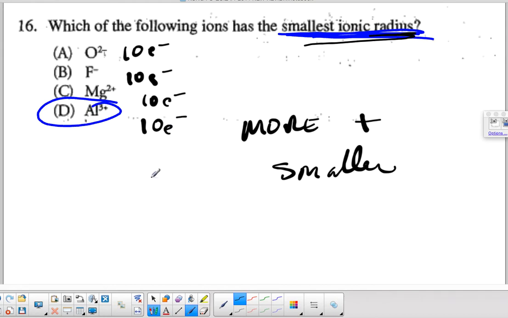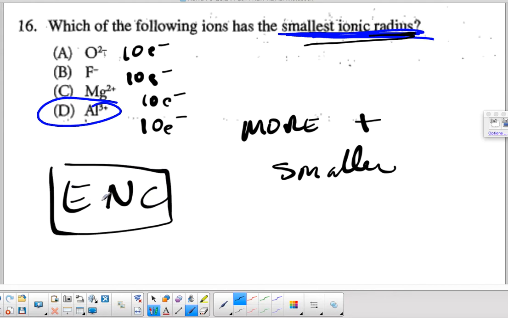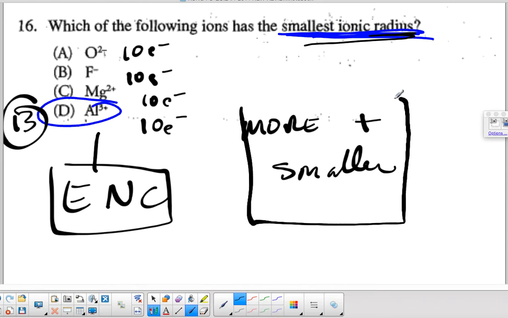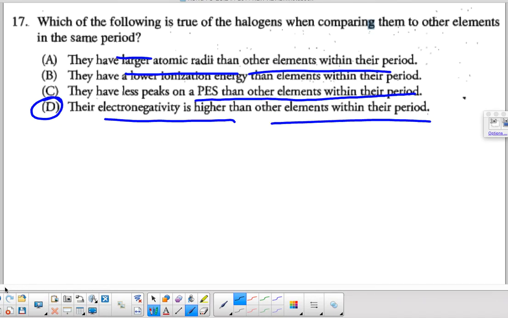So size is going to be dictated by effective nuclear charge. Effective nuclear charge is going to control the Coulombic effect. The one that has the most protons, aluminum with 13 protons in the nucleus, is going to pull those 10 electrons in greater. So the more positive an ion is, the smaller it's going to be.